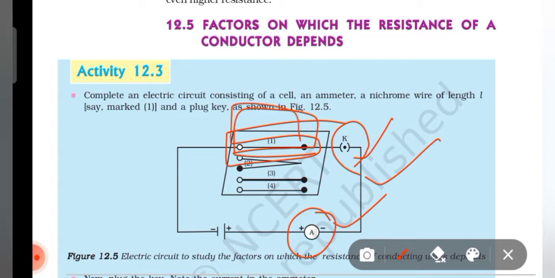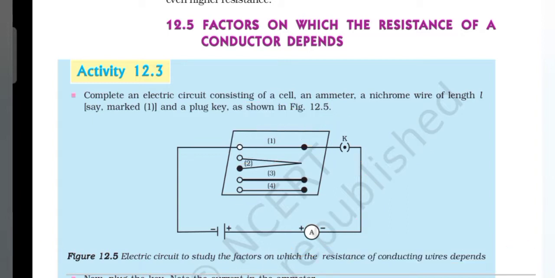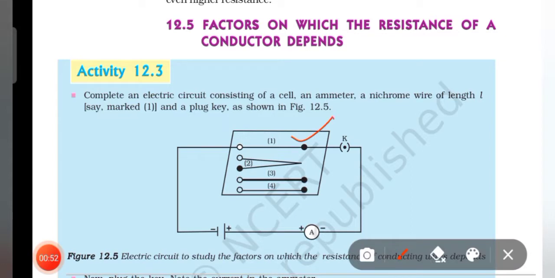This length was L, and you have to replace this nichrome wire's length by 2L. Then again you have to note the ammeter reading with this 2L length. Next step, you have to replace the wire by a thicker nichrome wire of length L, then again note the ammeter reading.